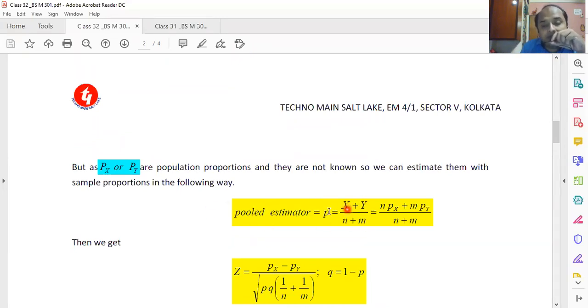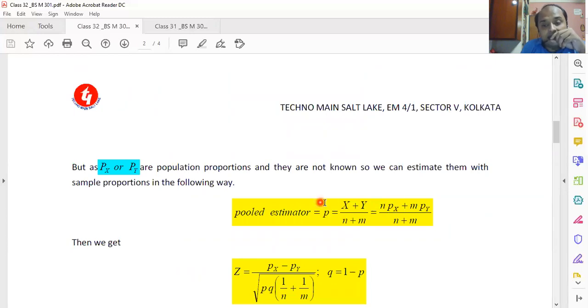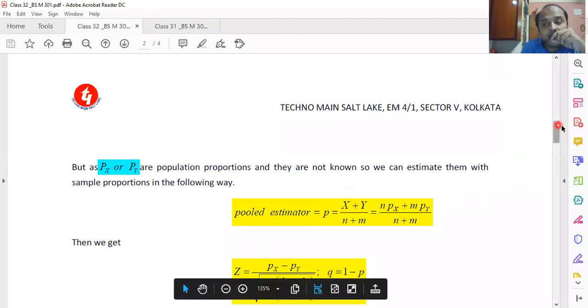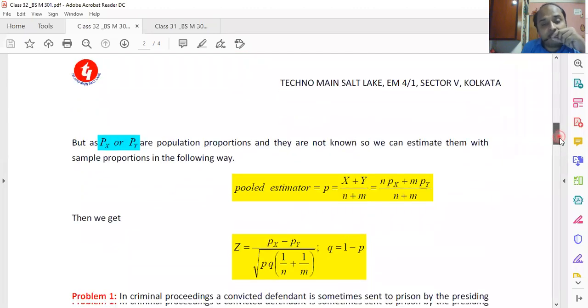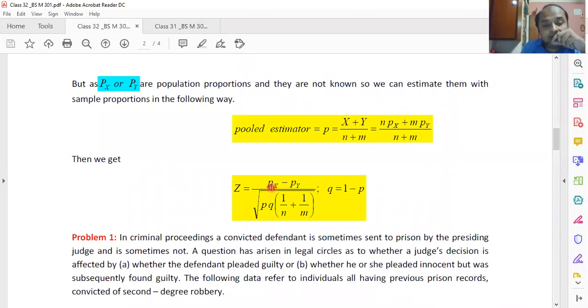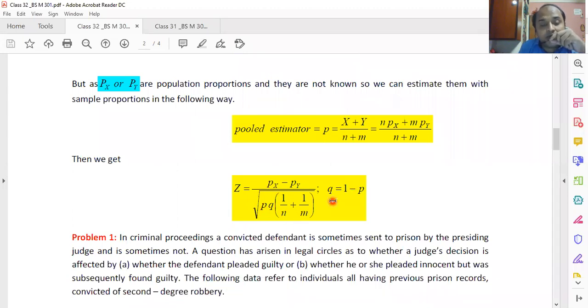What we do is add x and y. X is the number of sample units which characterize a particular thing, and Y is the similar number which characterize the other thing. So x plus y divided by the total sample size n plus m, and this x can be written as n into px and this y as m into py, divided by n plus m. This is the pooled estimator which will help you estimate the quantity capital Px. And once capital Px is known, capital Qx can easily be identified. So I have subsequently modified my statistic as z equal to small px minus small py divided by under square root small p q into 1 upon n plus 1 upon m.